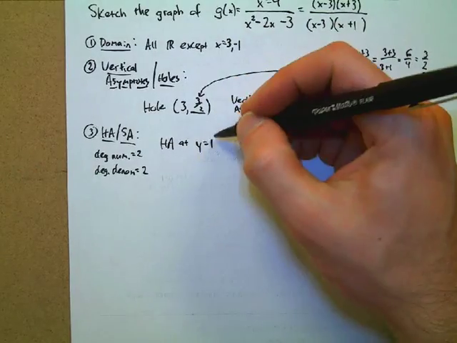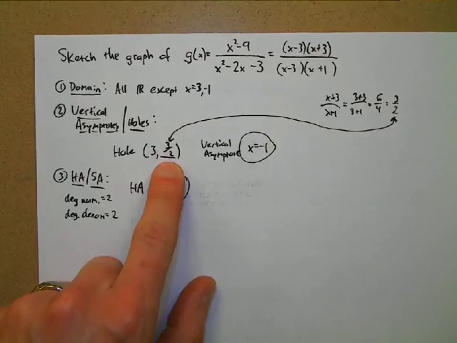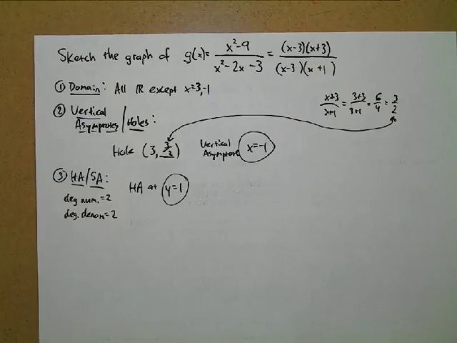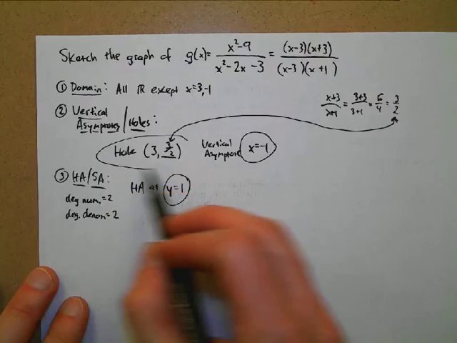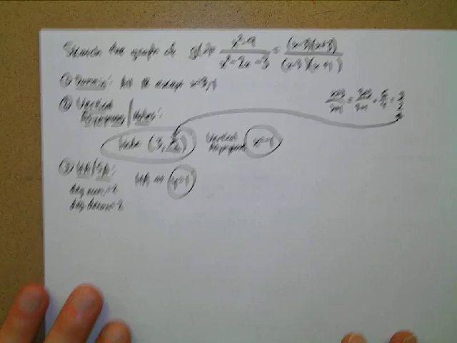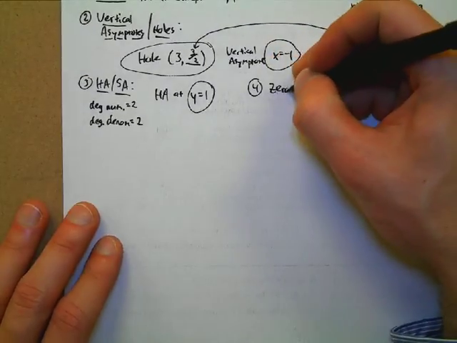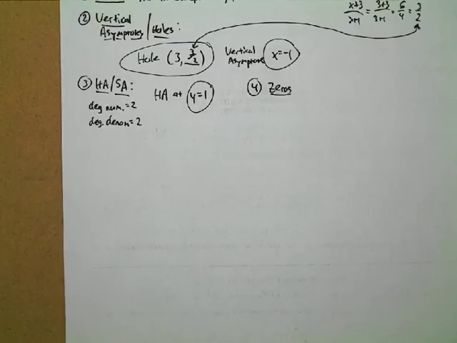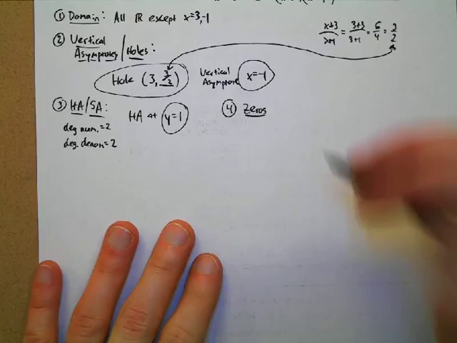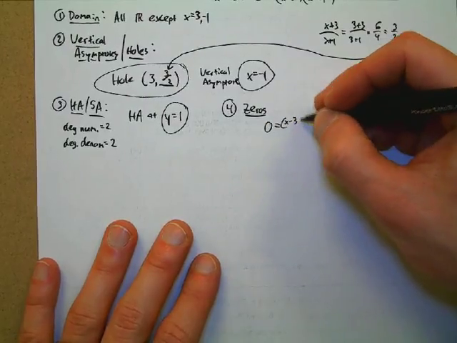So zeros, right? We set the function equal to 0. So 0 equals, I'm going to use the factored version. 0 equals x minus 3 times x plus 3 over x minus 3 times x plus 1. And again, a function can only ever equal 0 when its numerator equals 0. So I'm just going to set the numerator equal to 0 here. And so it's x equals 3 and x equals negative 3.